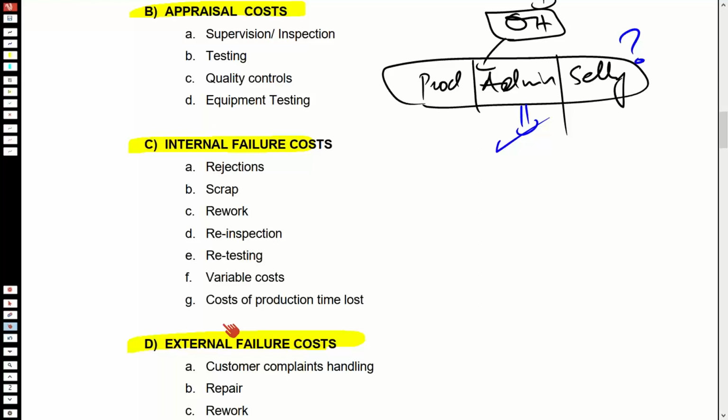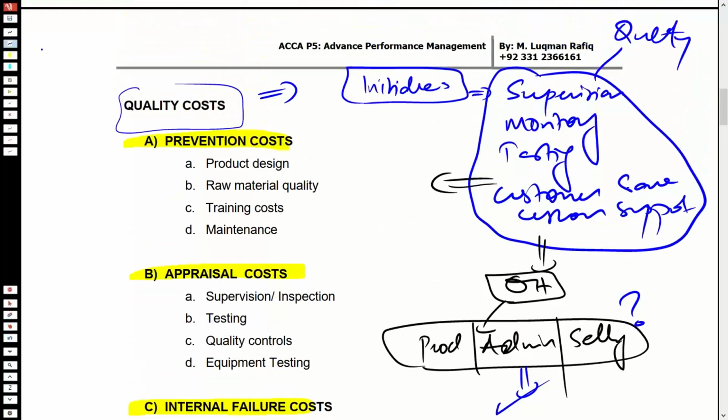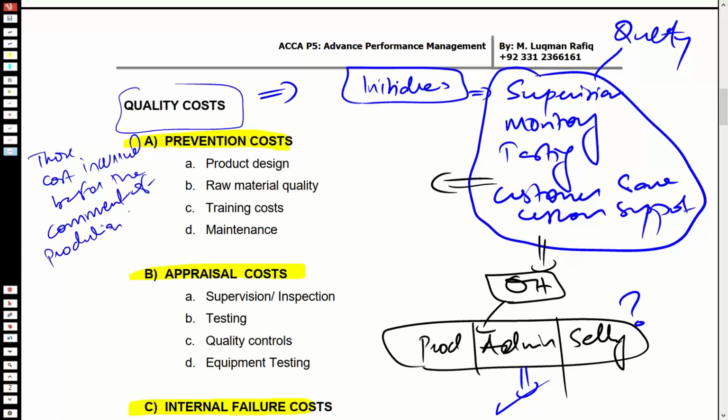Now let's move a bit forward and discuss further. If I say that these are all going to be considered as quality costs, there's something that I want you to understand. When it comes to the prevention costs, we say that these are those costs which are incurred before the commencement of production to ensure that no errors arise. So all those costs that are incurred before the commencement of the production, just to make sure that no errors arise, are going to be considered as the quality prevention costs.